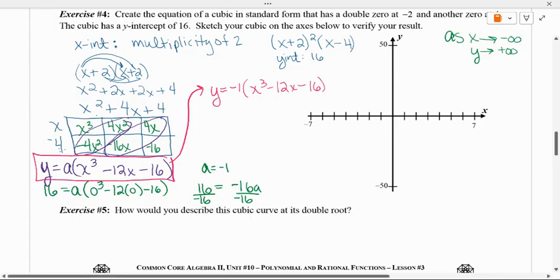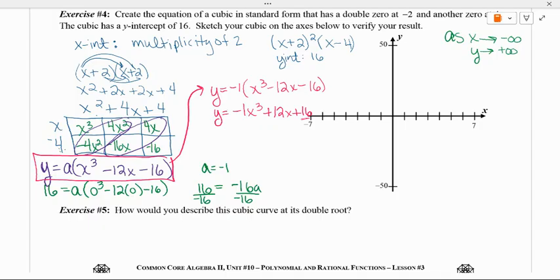I need a minute and a half, and then we're done. So when I distribute my negative 1, negative 1x cubed. Negative 1 times negative 12 is positive 12x. And negative 1 times negative 16 is positive 16. Now look at that. Now I see that I'm crossing the y-axis at the right spot.